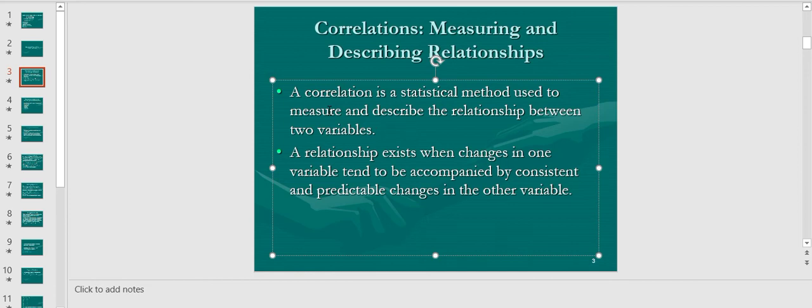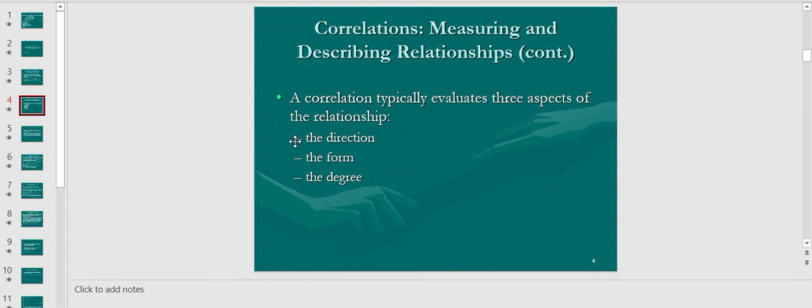Correlation is a statistical method which is used to measure the consistency of the relationship. It describes and measures the relationship between the two variables by measuring its direction, by identifying its form and the degree. Direction of the correlation is the sign of the correlation, positive or negative.